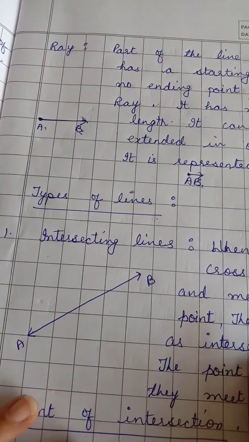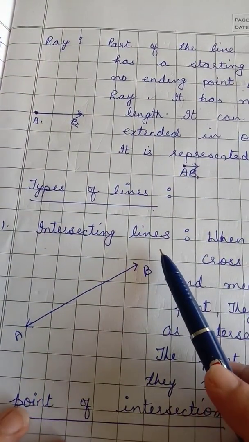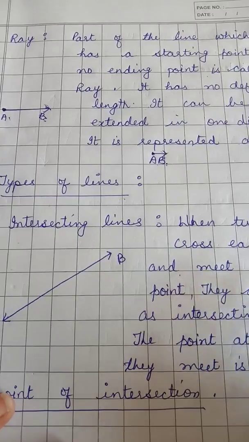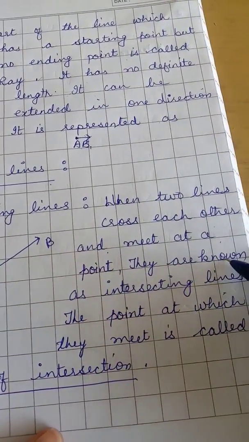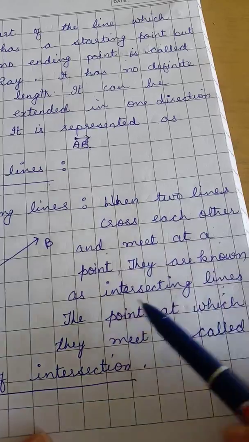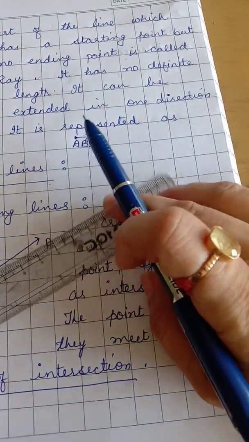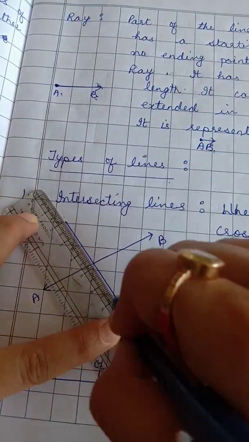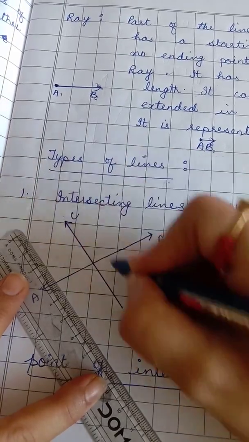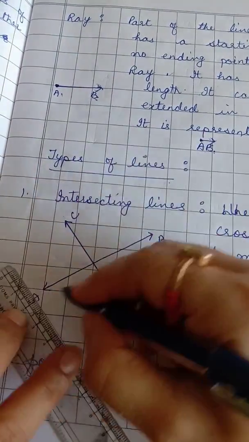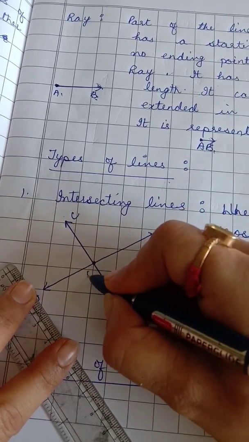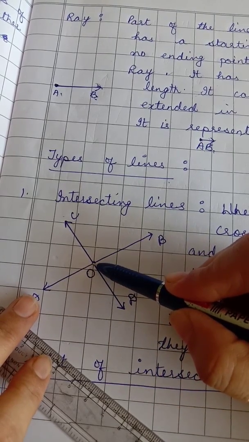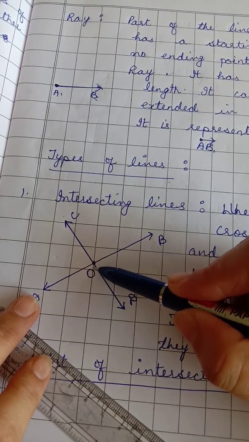Now there are different types of lines. First is intersecting lines. When two lines cross each other and meet at a point, they are known as intersecting lines. Suppose this is one line AB and this is a second line CD. They are crossing each other at point O. The point at which they cross or intersect each other is known as the point of intersection.